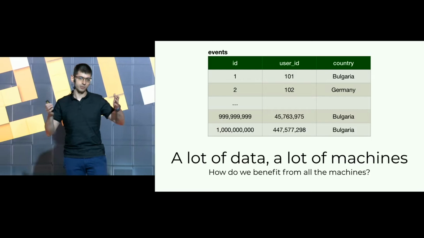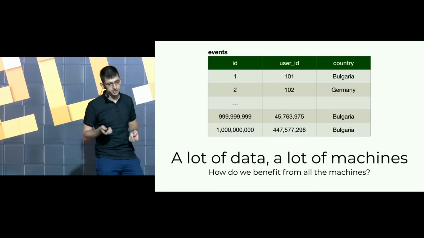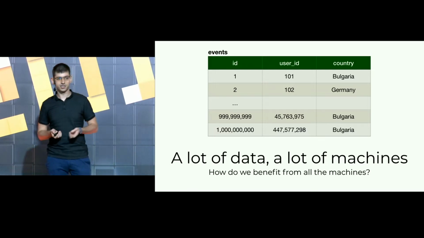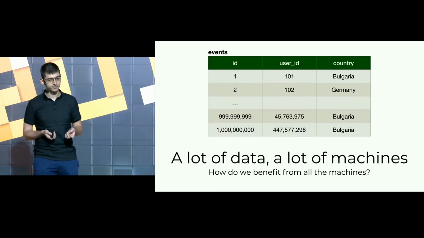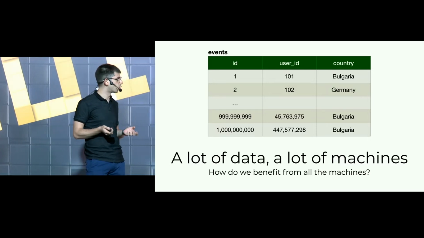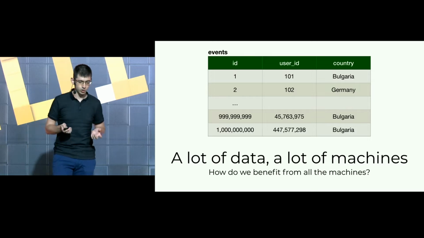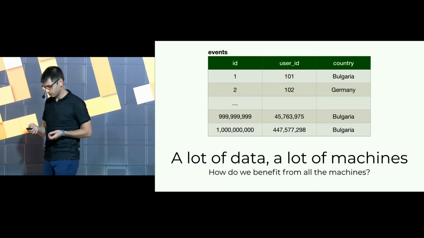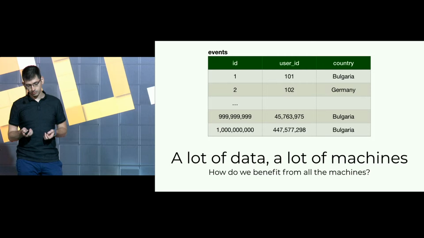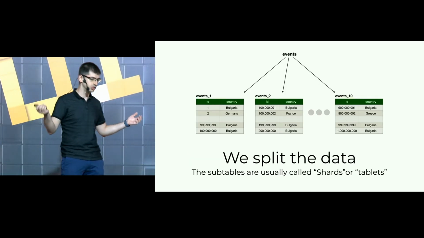Let's say I'm going to give an example with a big table called events that has 1 billion events in it, with an ID, a user ID, and a country for each, where each event happened. So this table has 1 billion rows. This is probably too small to scale out, but it's easier to talk about because after that numbers get more complicated. But the first thing that we need to do is split it somehow in order to benefit from all the machines.